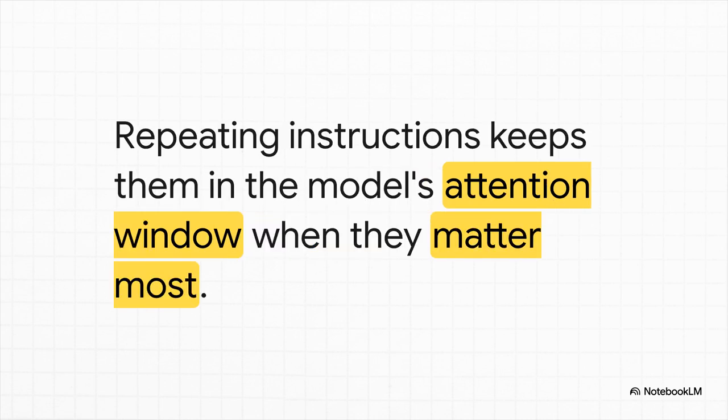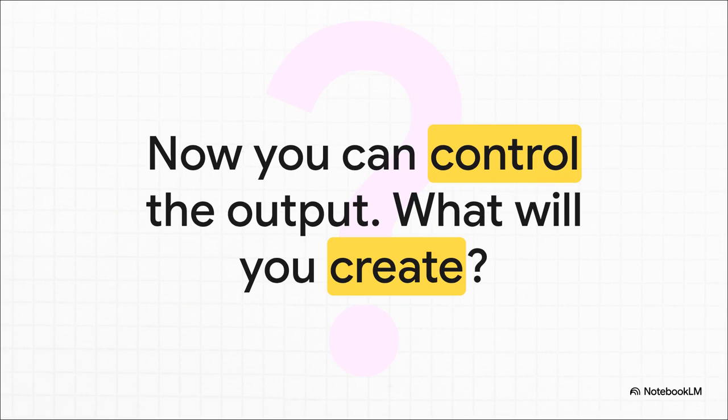And that's really the heart of it. By repeating instructions, you're not just hoping the AI remembers. You are being strategic. You are physically placing your rules inside the model's attention window at the two moments that matter most, right at the beginning and right at the end. This one simple technique gives you a way higher degree of control. It turns you from someone just asking questions into an active director of the AI. So the only question left is, now that you know how to do it, what are you going to create?